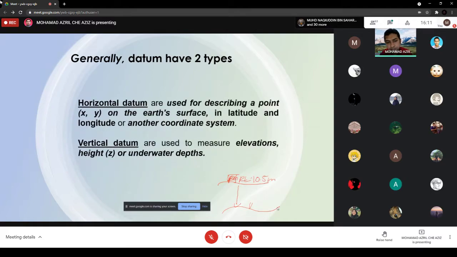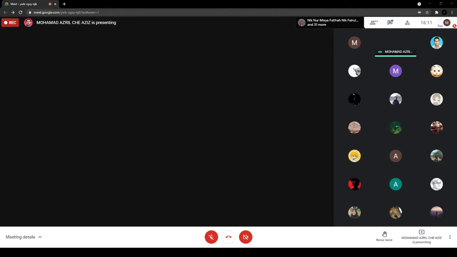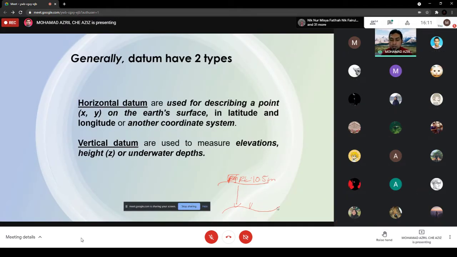Remember the mean sea level? Yes, sir. So you remember about the mean sea level? Okay, so mean sea level is a vertical datum for your engineering, for the leveling. That's why you have a reduced level, ada nilai aras. Sebagai contoh, saya letak kat situ 10.5. 10.5 tu ketinggian dia merujuk pada mana? Refer to the vertical datum.